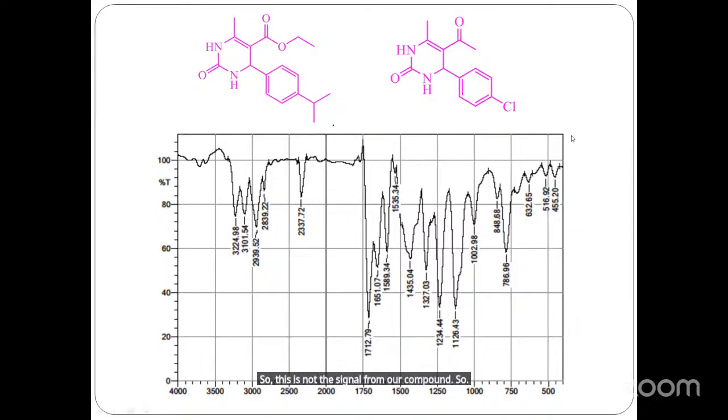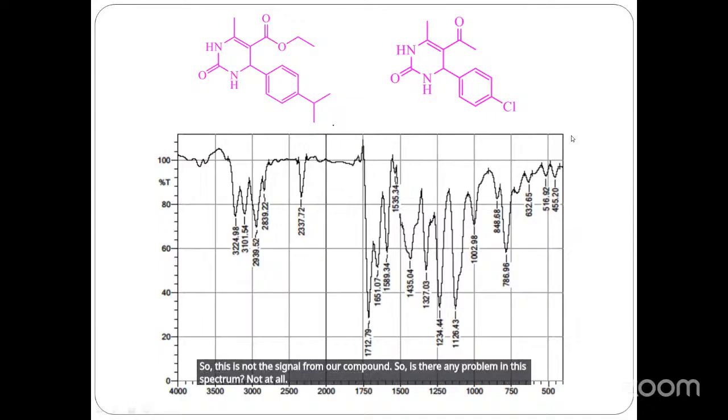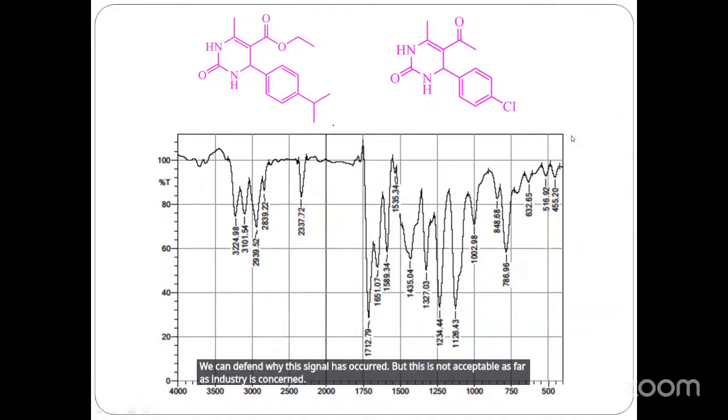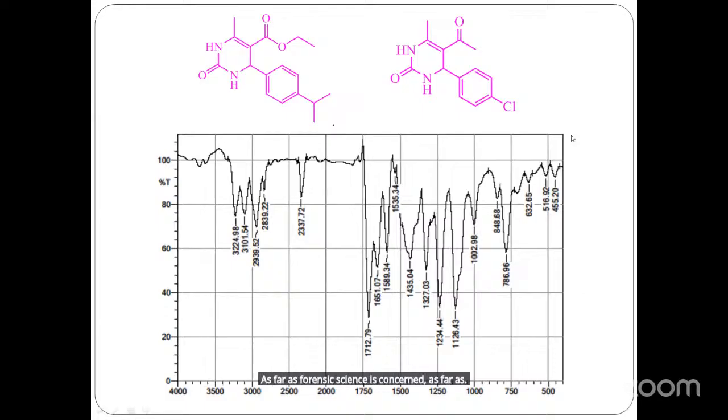So is there any problem in this spectrum? Not at all. We can defend why this signal has occurred. But this is not acceptable as far as industry is concerned, as far as forensic science is concerned, as far as food analysis is concerned. That will lead to false conclusions. In this field, high accuracy is required. But in your research, in your PhD, you can defend why these signals have appeared in your IR spectrum.